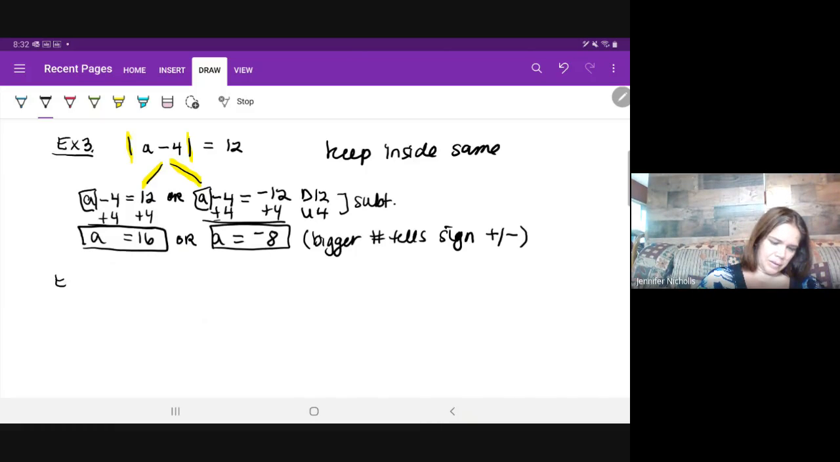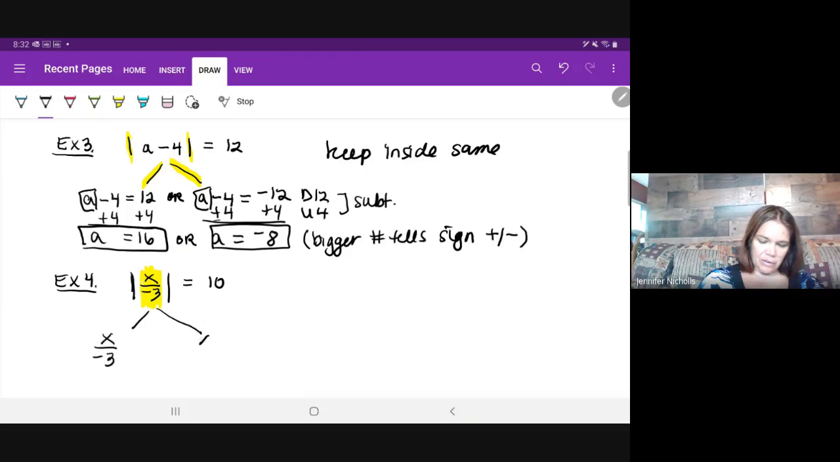Okay, let's do another example that looks like this. I'm trying to do examples that look like the homework questions. X over -3 equals 10. Now, even though the inside is more weird, when you do your split, you do keep the inside identical. Okay, so when you're doing your split lines, don't change your inside.